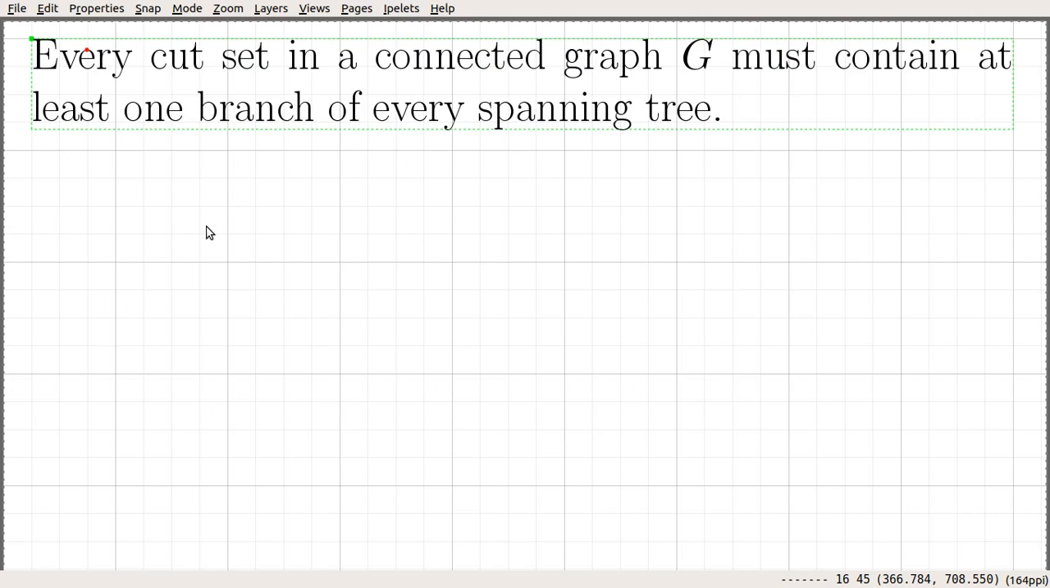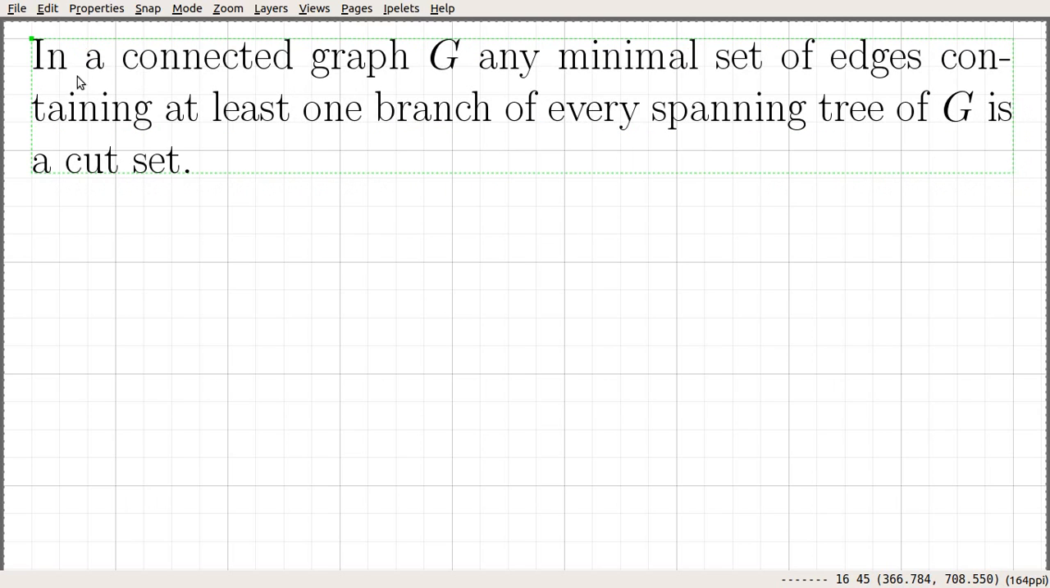Okay, in this video we continue discussion on properties of cut sets of a graph. In the last video we proved this statement: every cut set in a connected graph G must contain at least one branch of every spanning tree. In this video we are going to prove the converse of this statement.